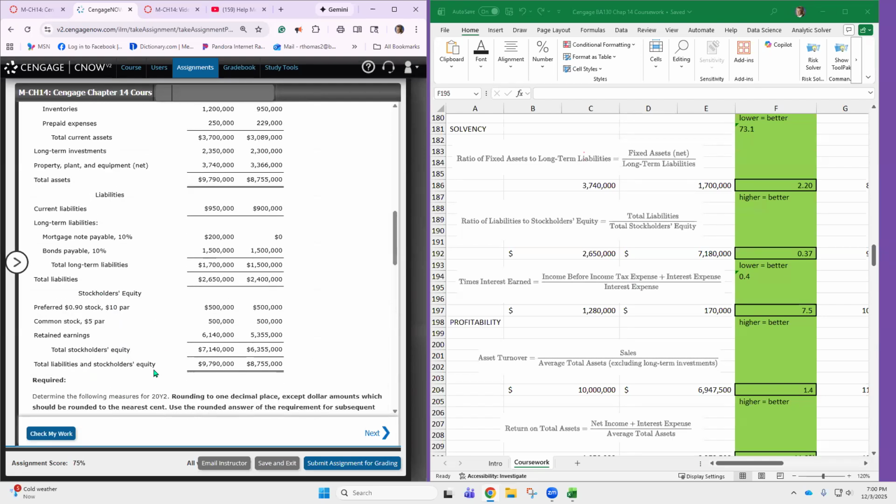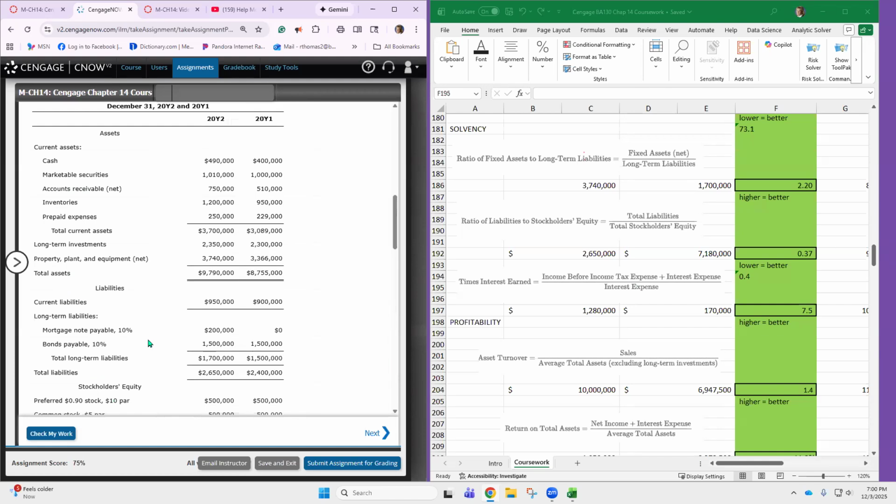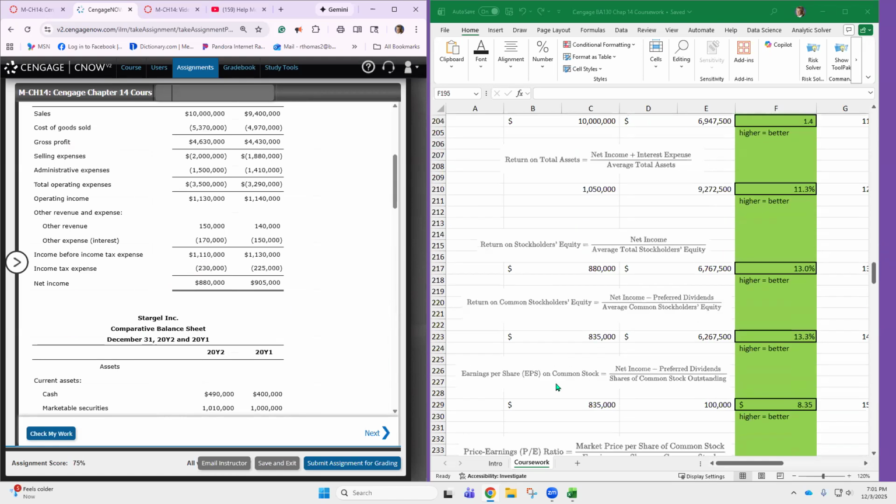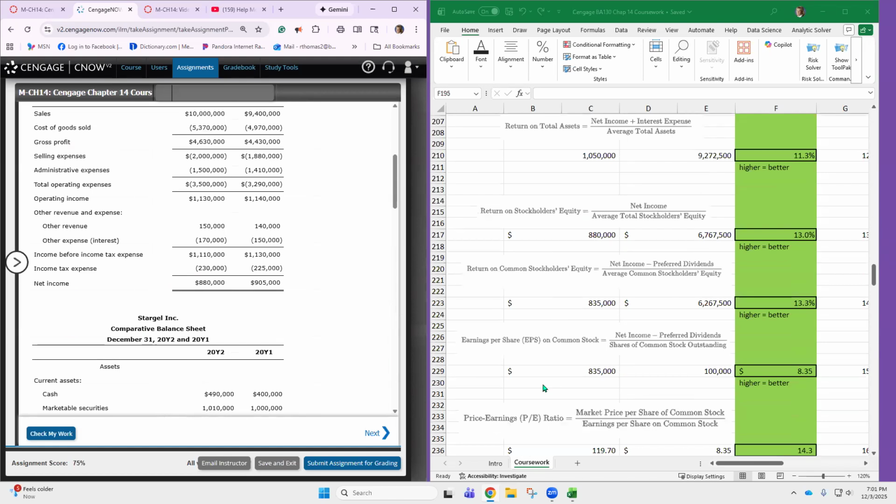Income before income tax expense is up here. There it is. So make sure you grab that one, not net income. Okay, they want income before income tax. So mine is, and we're going to figure out.